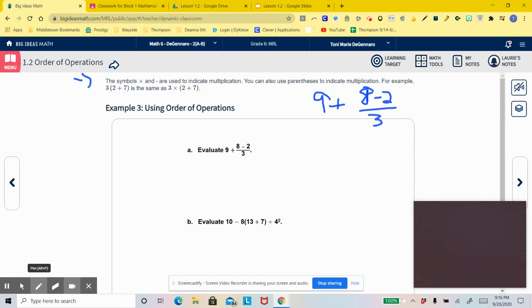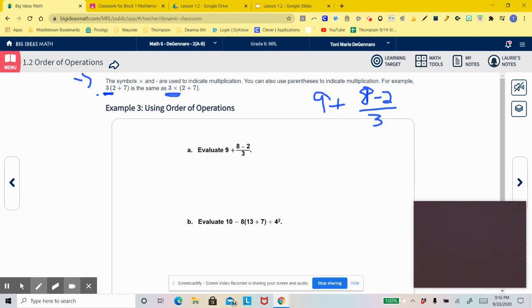You can also use parentheses to indicate multiplication. For example, if you see a number next to a parenthesis right here, that is telling you to multiply. It means the same thing as this. Instead of using the multiplication sign, you just put the number next to the variable, and that shows multiplication. And that's what we're working with today. So we have 9 plus and then 8 minus 2 over 3.